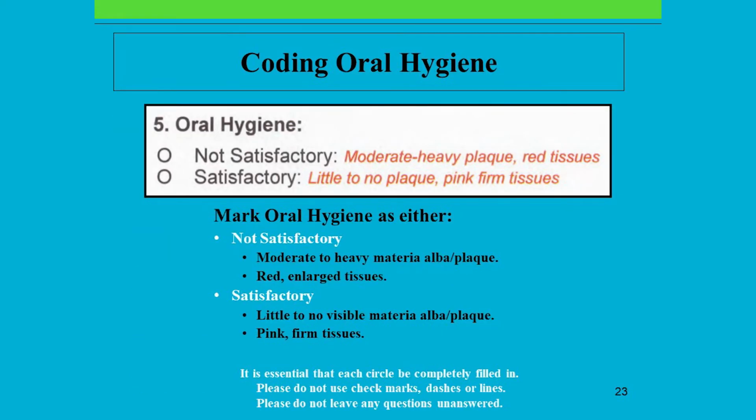The category of oral hygiene is number 5 on the screening form. This is an overall determination of the presence of soft deposit and its effect on the gingival tissues. The mark of not satisfactory is reserved for moderate to heavy plaque or materia alba and red enlarged tissues. If there is little to no visible plaque or materia alba present and the tissues are, for the most part, pink and firm, mark the child's oral hygiene as satisfactory.